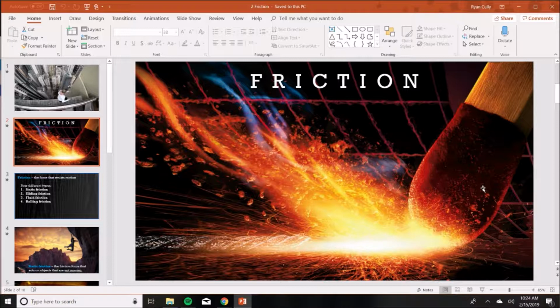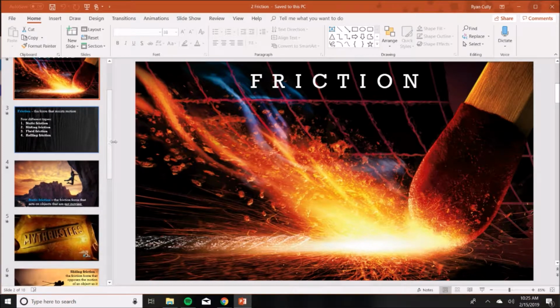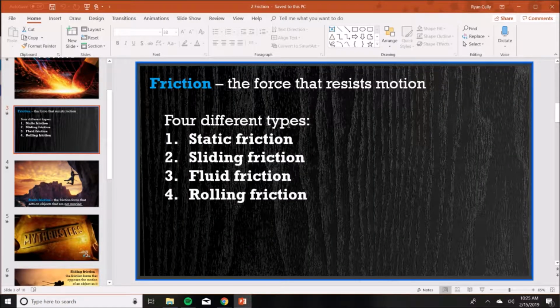So here we got a picture of a match going against some really rough surface, and it creates a ton of heat. You may have noticed that when you rub your hands together, it gets really hot and your skin starts to burn off and gets all gross. That's a great example of friction. So let's define it and then talk about it. There's 4 different types, but we'll get into that.